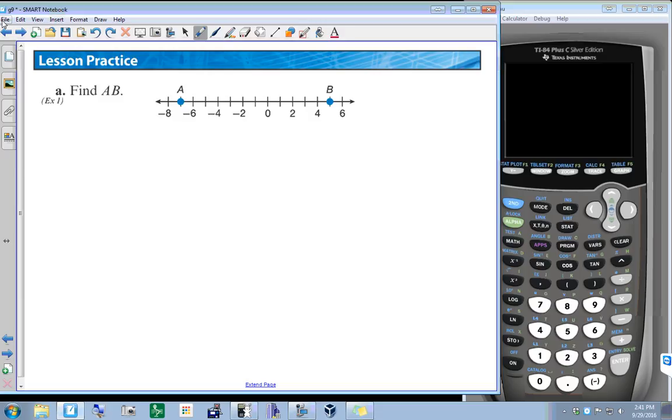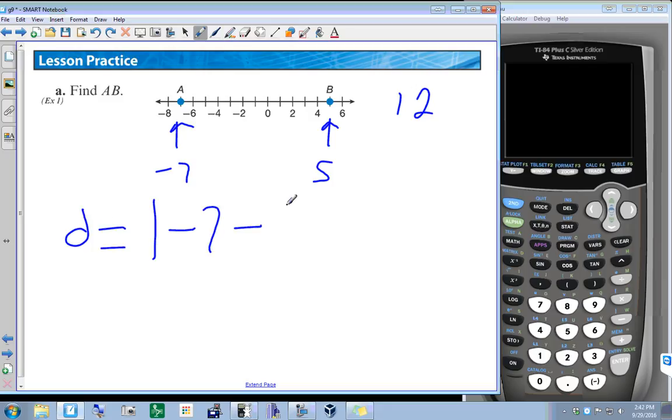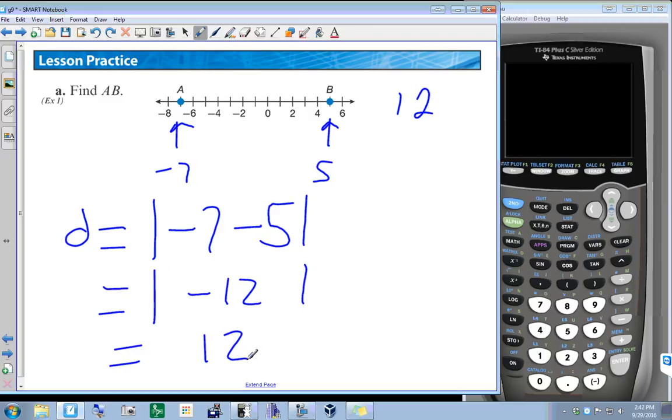Alrighty, so let's see. Kara. Okay, what number is this? -7. What number is this? 5. So distance is equal to the absolute value of -7 minus 5. So I get this equal to the absolute value of -12, which gives me 12. Scared me you answered, but I should have known you'd answer that first, right?